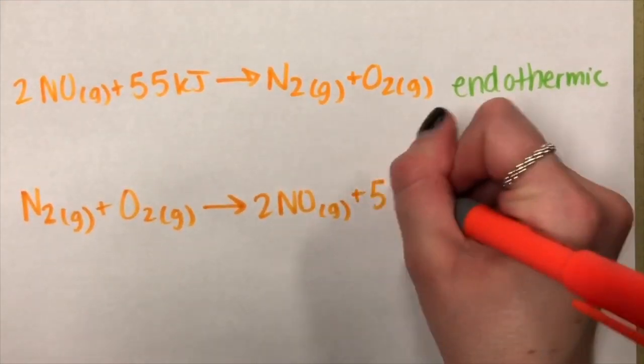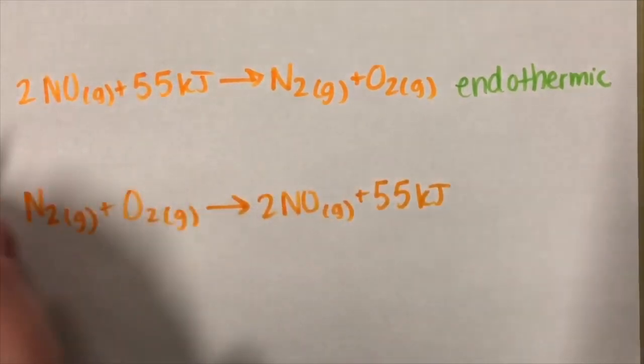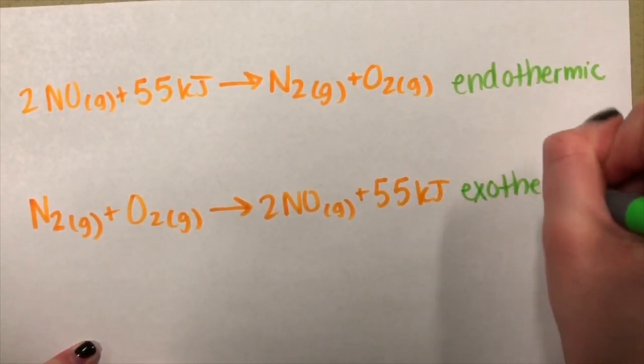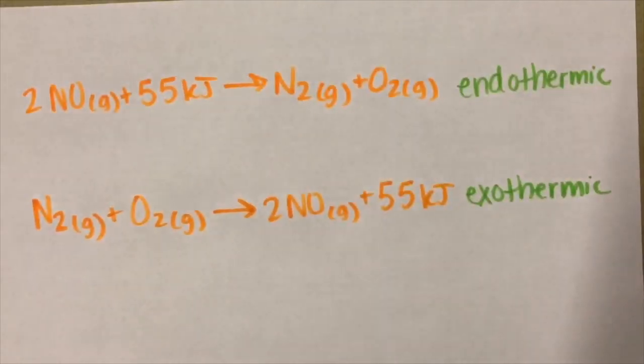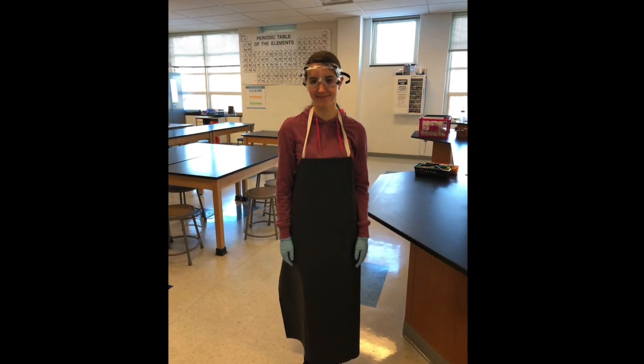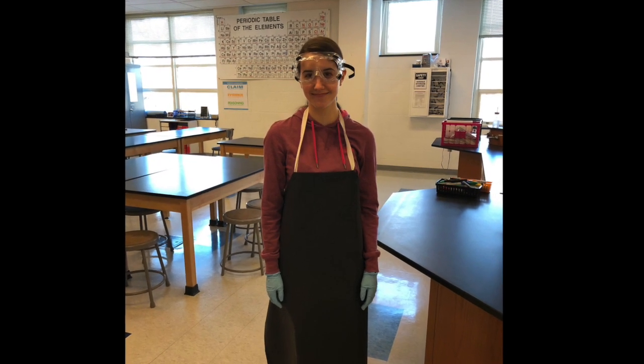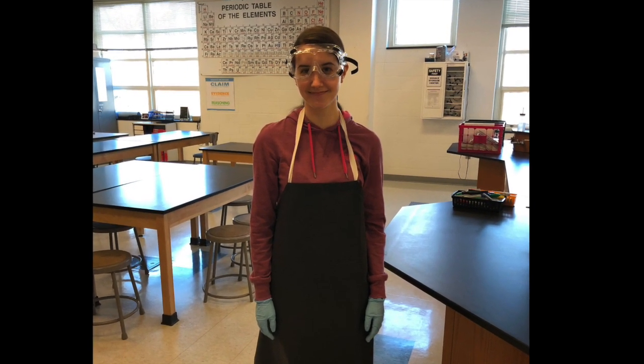The specific heat capacity is the amount of heat per 1 gram needed to raise the temperature of the substance by 1 degree Celsius. During this experiment, we need to be wearing gloves, goggles, and aprons because we are going to be using two chemicals. These chemicals are hydrochloric acid and sodium hydroxide.